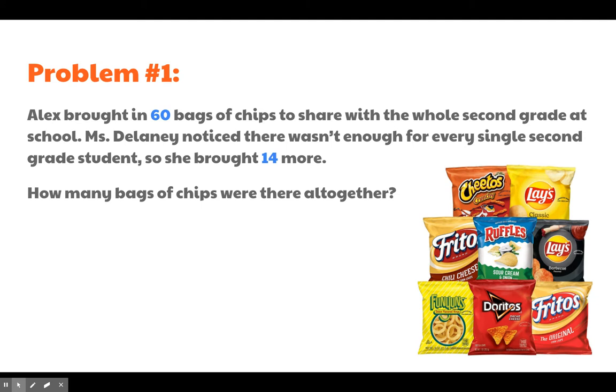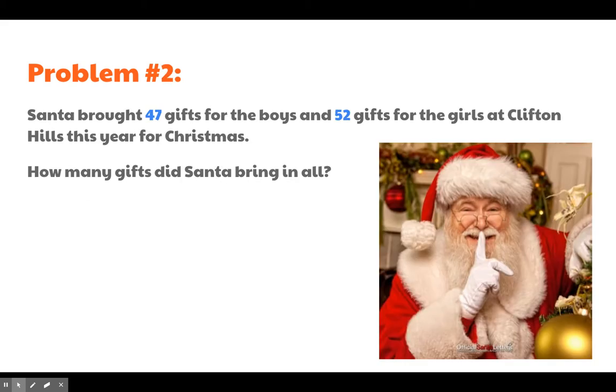So I put these numbers in blue. So what you're going to do is you're going to start with the 60 and then add 14 more to find the answer. Okay, problem number 2. Santa brought 47 gifts for the boys and 52 gifts for the girls at Clifton Hills this year for Christmas. How many gifts did Santa bring in all? So you're going to get that 47 and add 52 to it, put them together, and then that should be your answer.